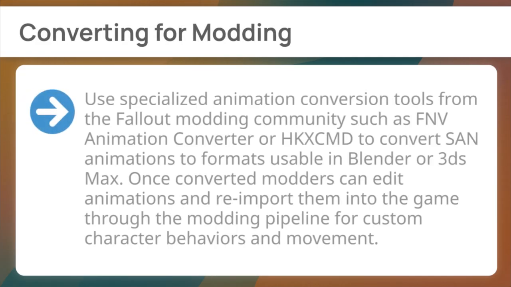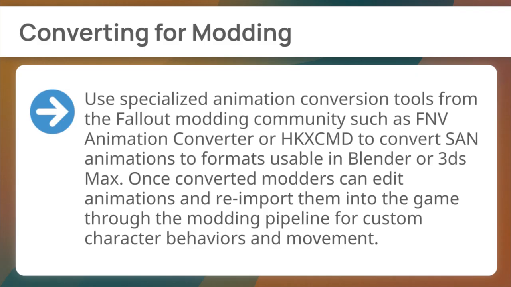Finally, converting for modding. Use specialized animation conversion tools from the Fallout modding community, such as FNV Animation Converter or HKXCMD, to convert SAN animations to formats usable in Blender or 3ds Max. Once converted, modders can edit animations and re-import them into the game through the modding pipeline for custom character behaviors and movement.